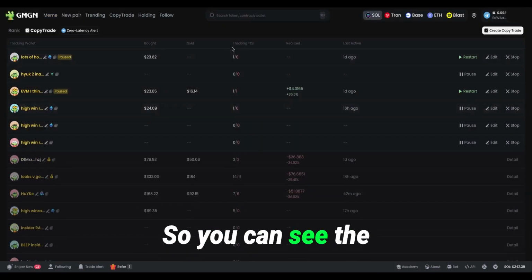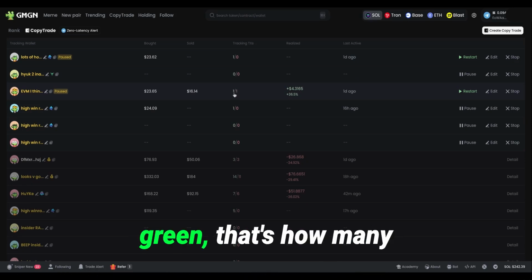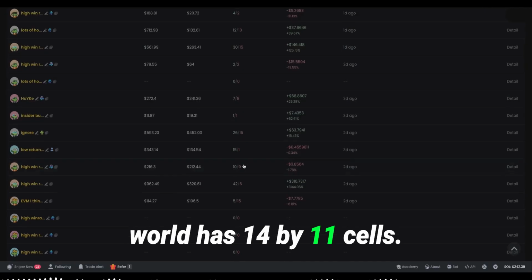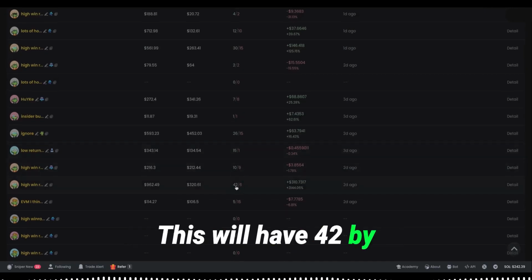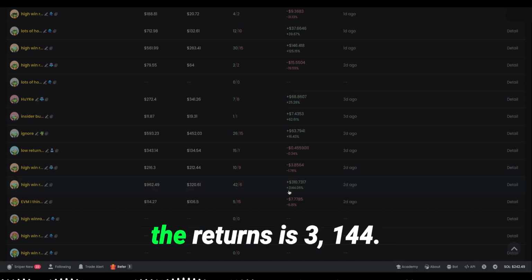So you can see the title of the column. On the left side, in the green, that's how many buys and how many sells. So you can see this wallet has 14 buys, 11 sells. This wallet had 42 buys, 6 sells for 310 profit. And you can see the returns is 3,144.